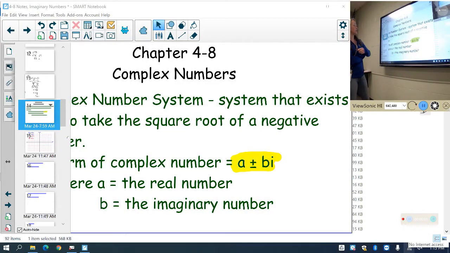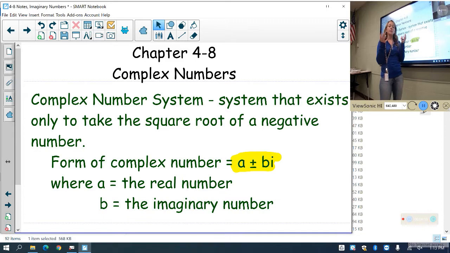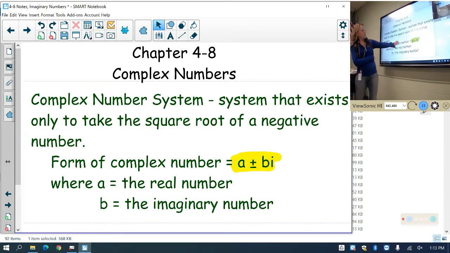All right, Chapter 4, Section 8, complex numbers in the complex number system. This is basically a system that exists only when you have real numbers and imaginary numbers together, okay? It's when you have two numbers that you cannot combine, kind of like terms, and we call it a complex number. So the first number is always the real number, the second number is always the imaginary number. We call the combination of the two a complex number. So you might have 4 minus 2i. We talked about imaginary numbers yesterday, so now we're just combining the two.